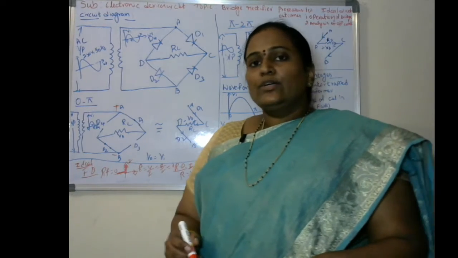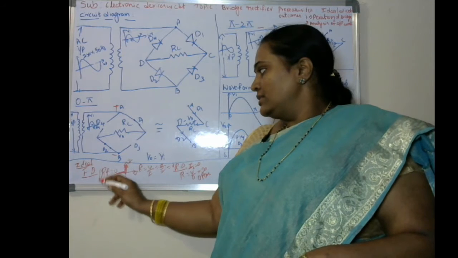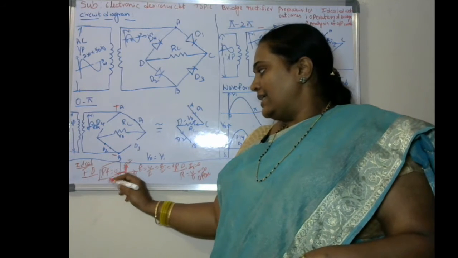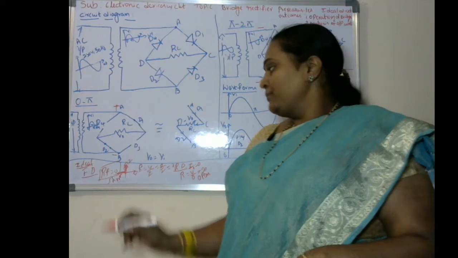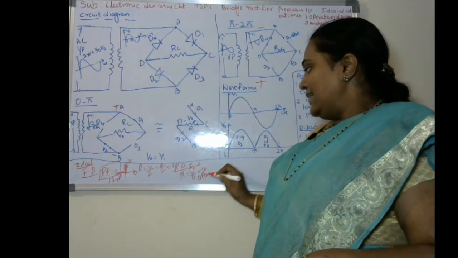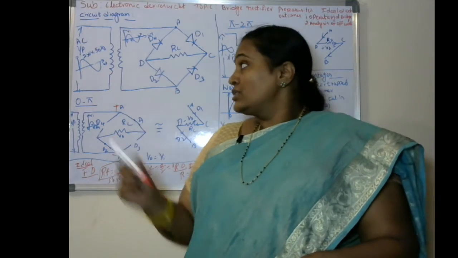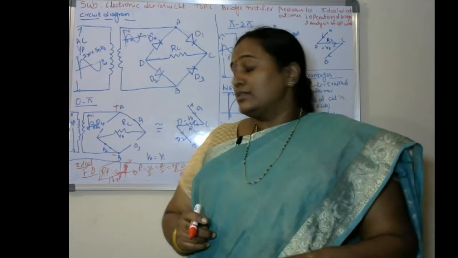So for the ideal diode characteristics, we have to remember that in the forward bias region the resistance is 0, nothing but it acts like a short circuit. In the reverse bias region the resistance is going to be infinite, and it acts like an open circuit. This concept we are going to use in the analysis of the bridge rectifier circuit.